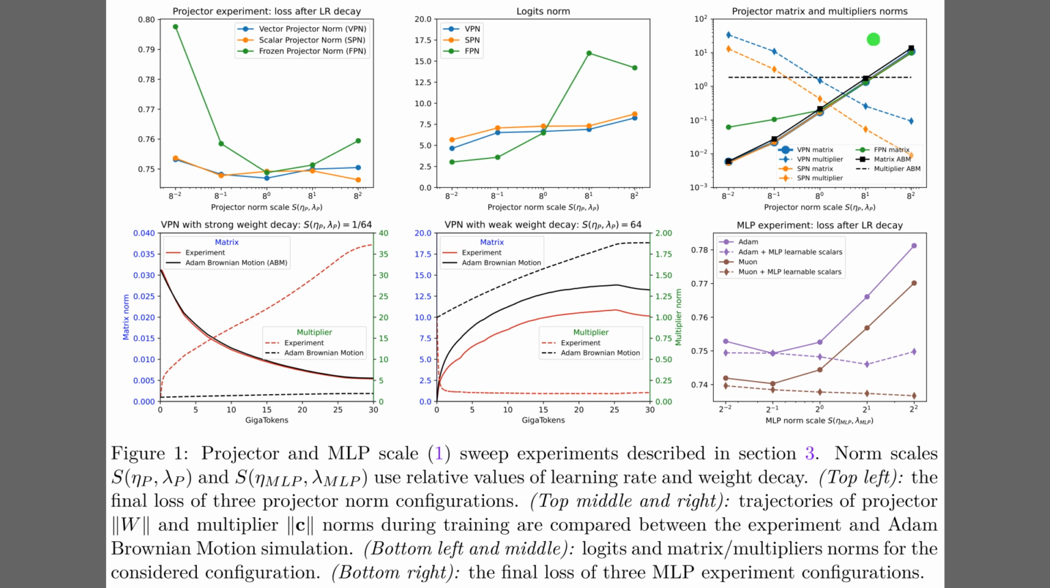The top right panel explains this mechanism. While the matrix norms, shown in solid lines, are forced to vary, the learnable multipliers, in dashed lines, automatically adjust in the opposite direction to compensate. Moving to the bottom right, we see this pattern holds for MLP layers too, where adding learnable scalars flattens the loss curve compared to the sensitive baselines.